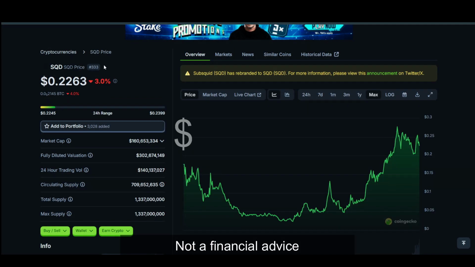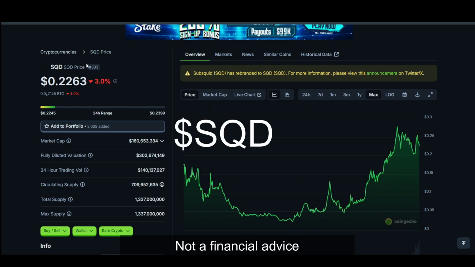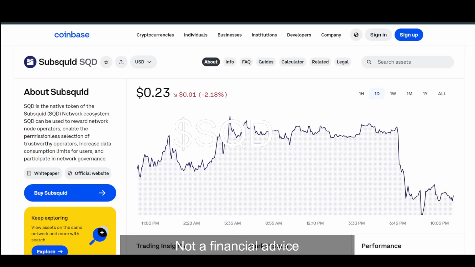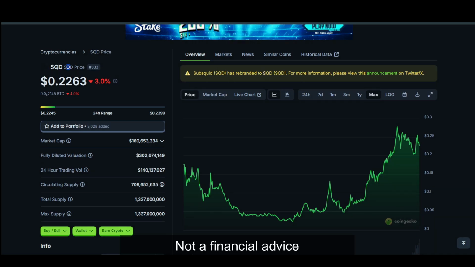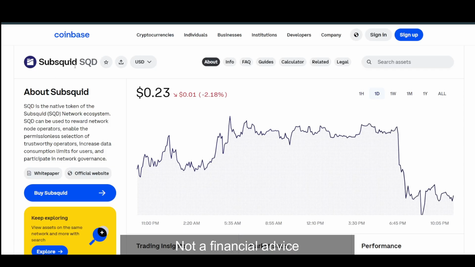So today we are looking at a very interesting coin called SQD. It's basically Subsquid, as you can see here, and now they have rebranded themselves into SQD only. But the exchanges do list it as Subsquid, as you can see here.